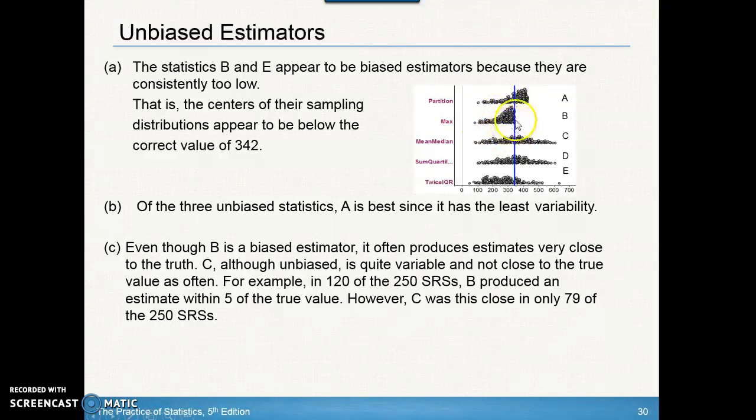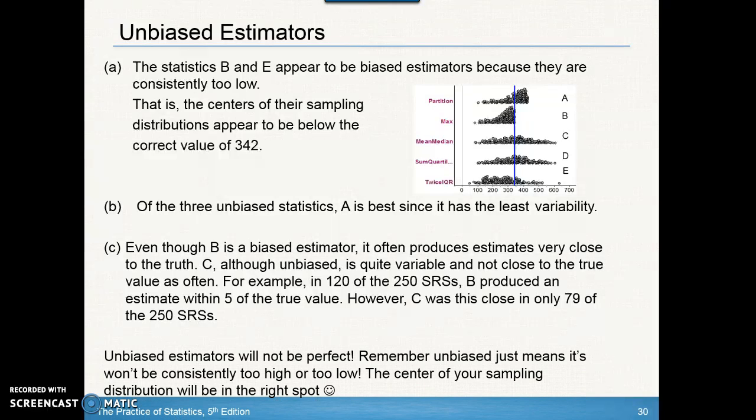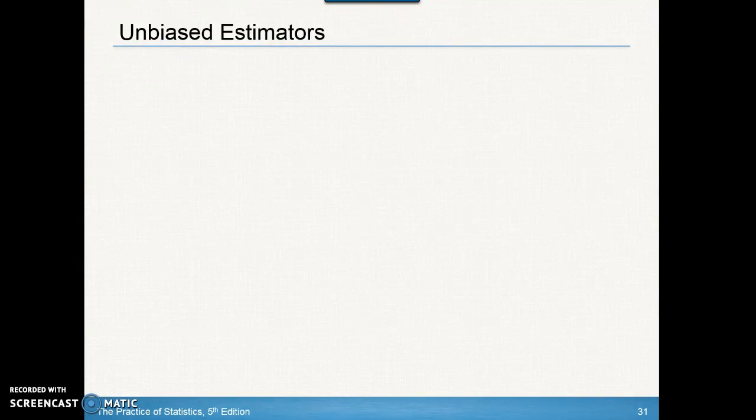Okay, so sometimes when you're given data, it is possible that a biased estimator is actually a better estimator of the true mean than an unbiased estimator. Unbiased estimators, just keep in mind, are not going to be perfect. All that unbiased means is it won't be consistently too high or too low. The center of the sampling distribution will be in the right spot. That's all that unbiased means. The center will be where it should be, but it doesn't necessarily mean it's the best estimate of what your population actually looks like. So you want to examine the graphs before you make a decision.